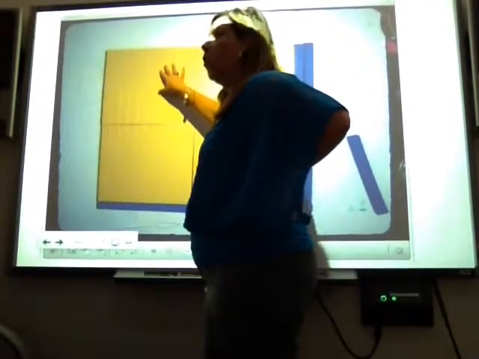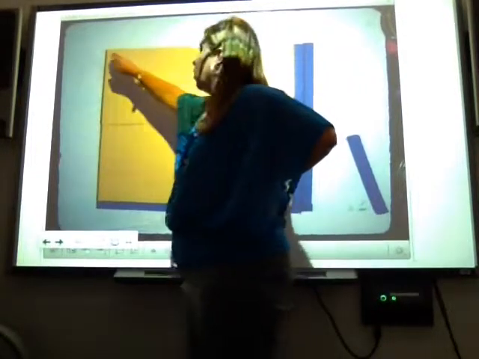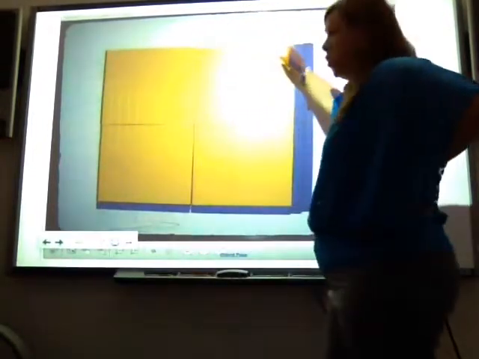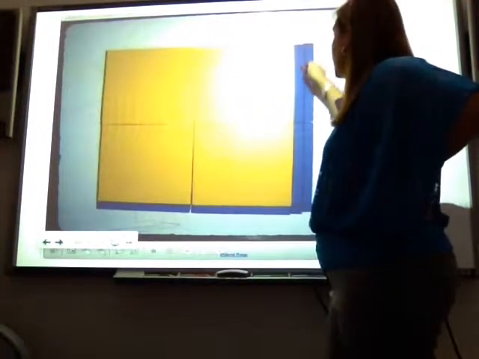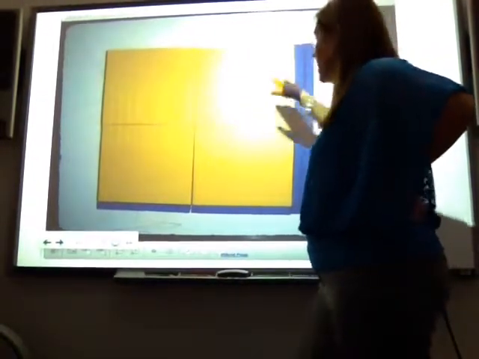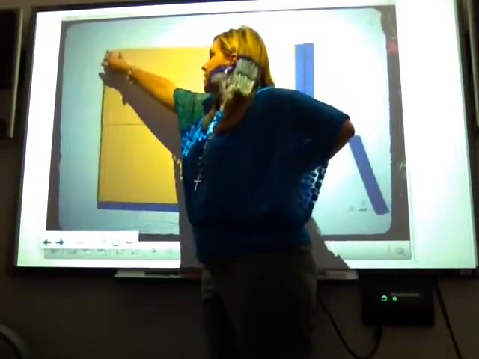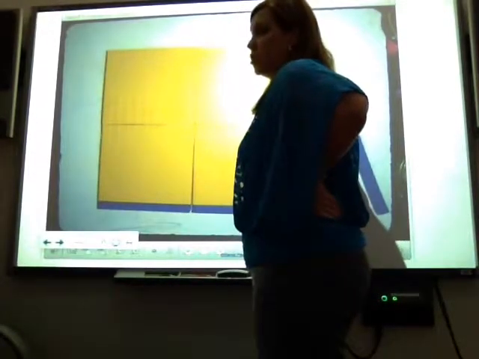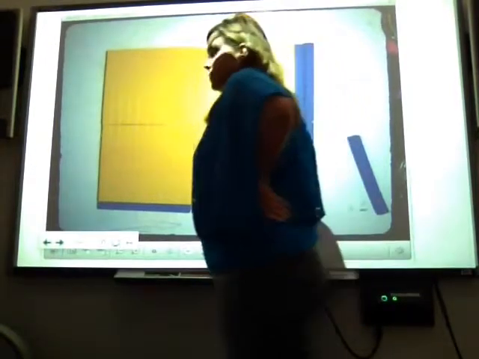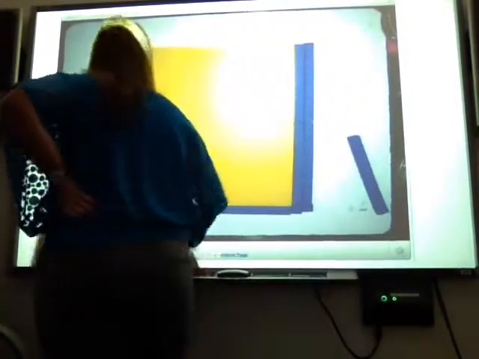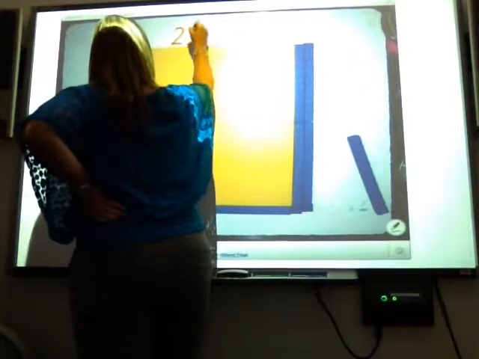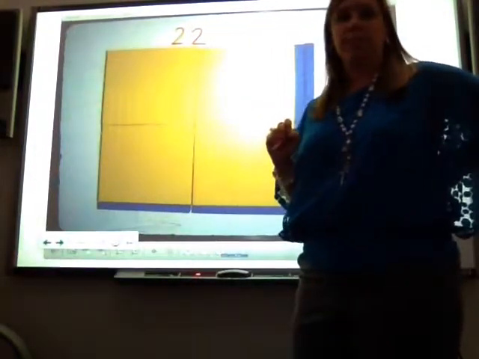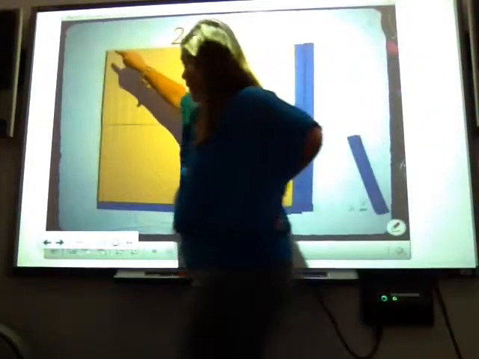One whole. This is one whole. This is two wholes. What do we call this shape right here? A tenth. So my length is 1, 2, and 2 tenths. So 2 and 2 tenths. My length would be 2 and 2 tenths.